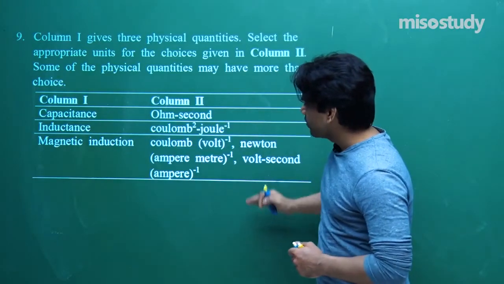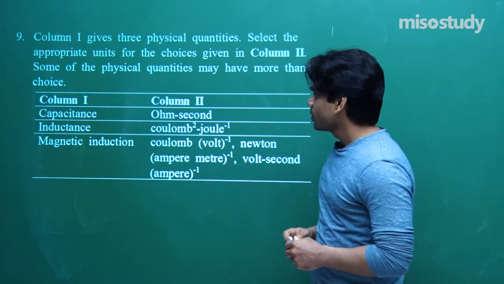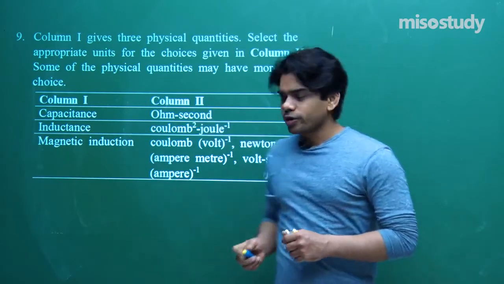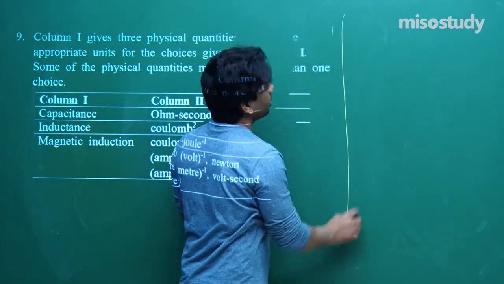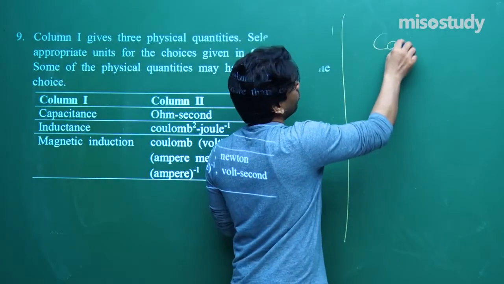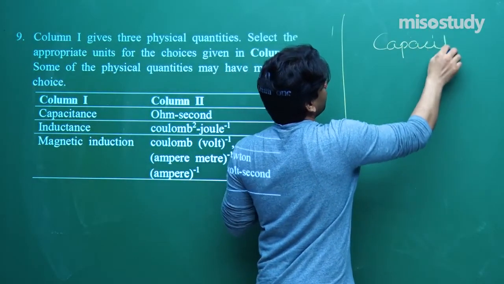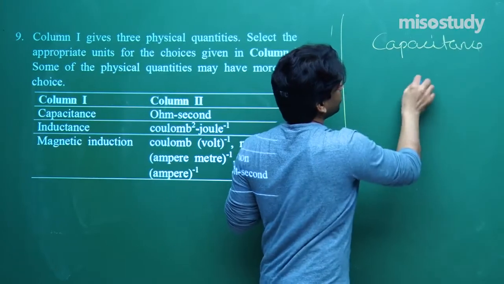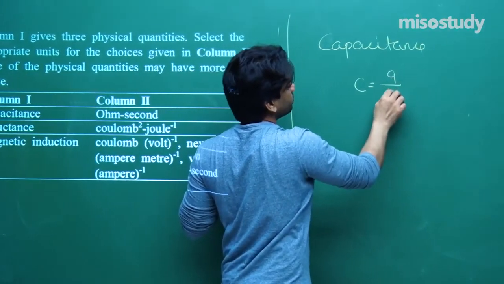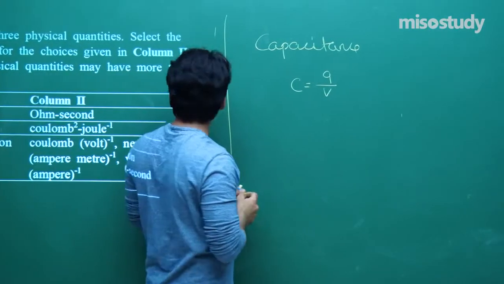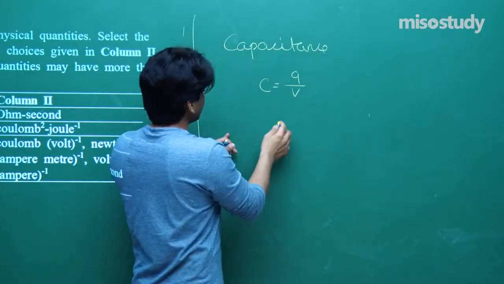Capacitance, its unit is given here, so which will actually fit best? Let's check out for capacitance unit, in how many ways you can make a unit for capacitance. Capacitance is what? C is equal to Q by V. That's clear. Q is what? Q is actually charge, and charge is given as coulomb.